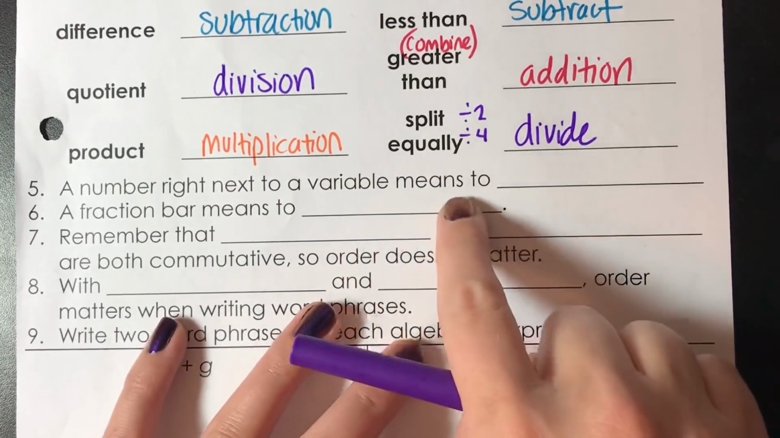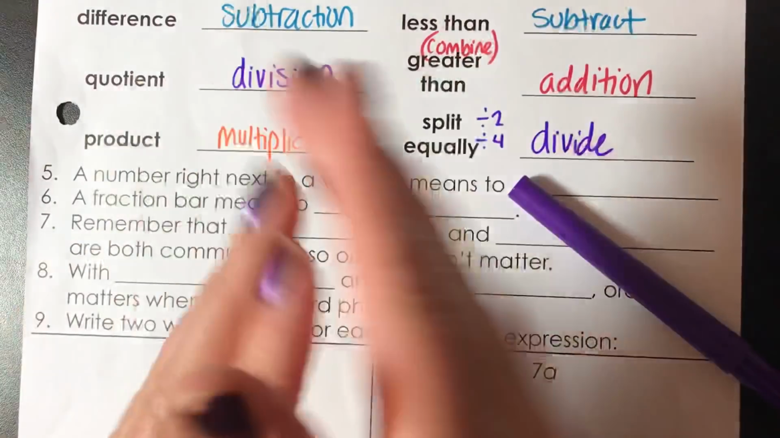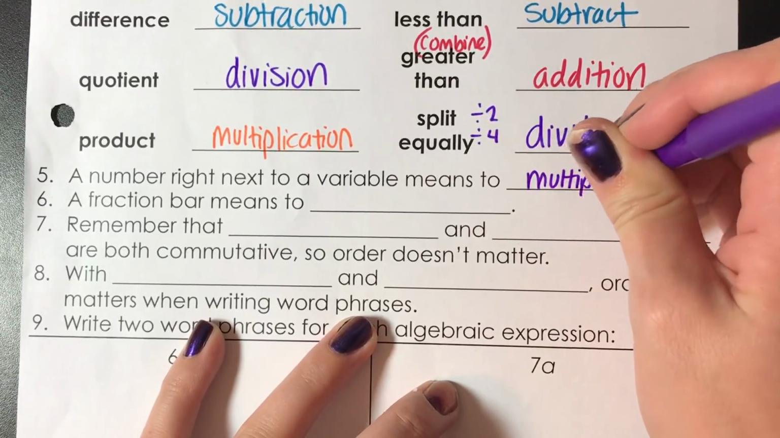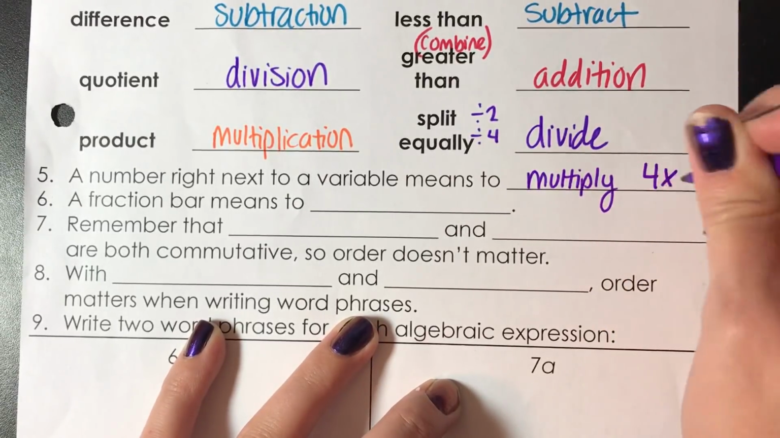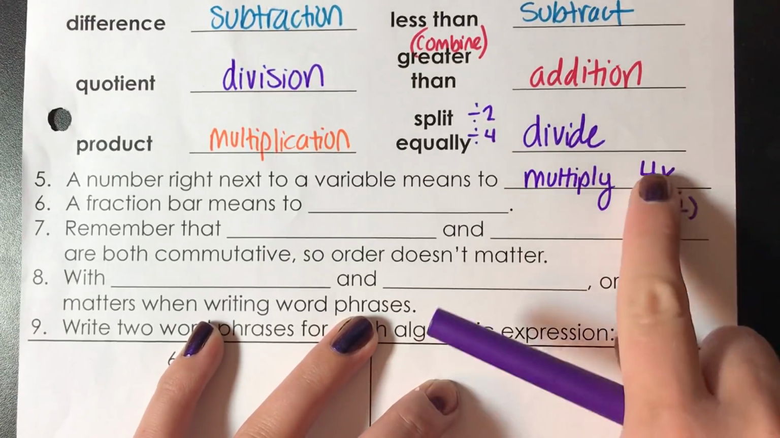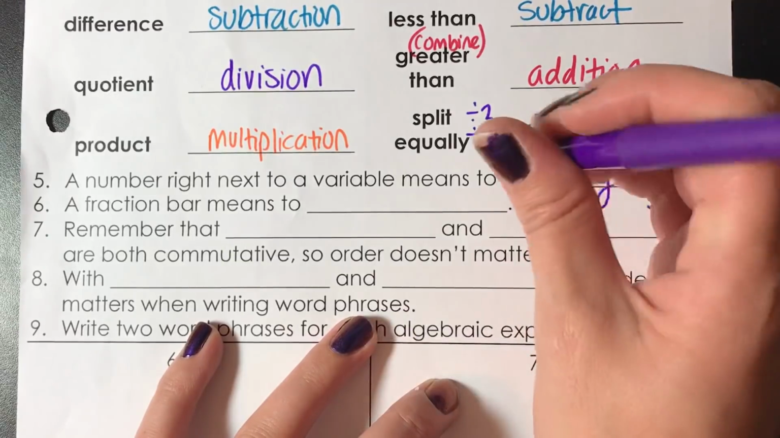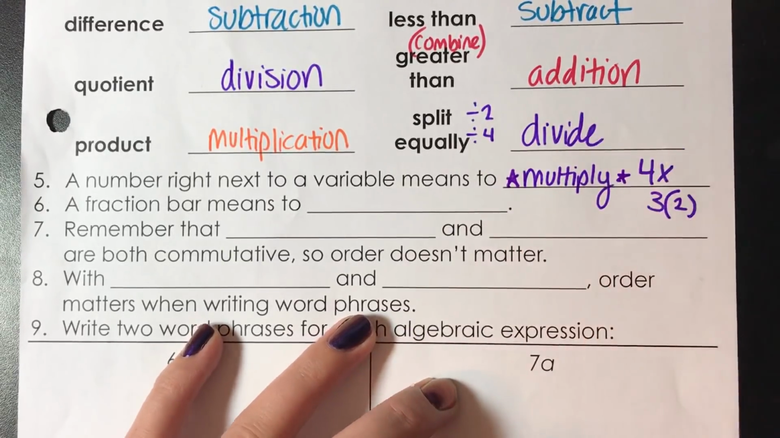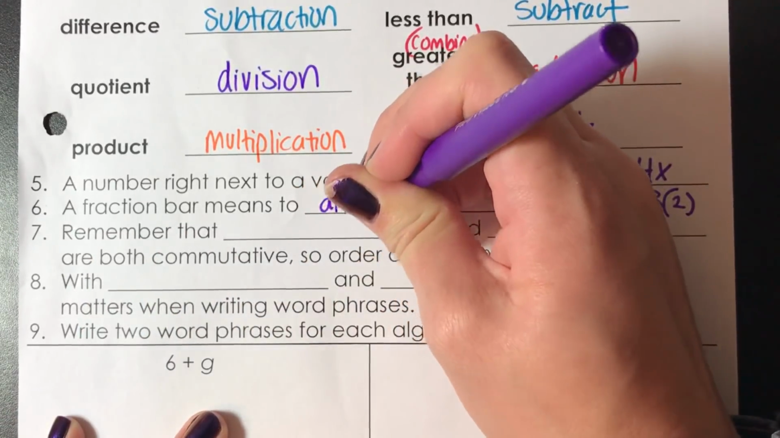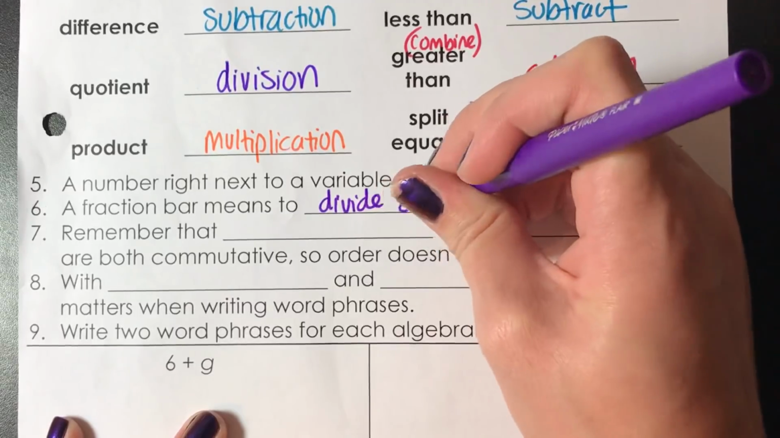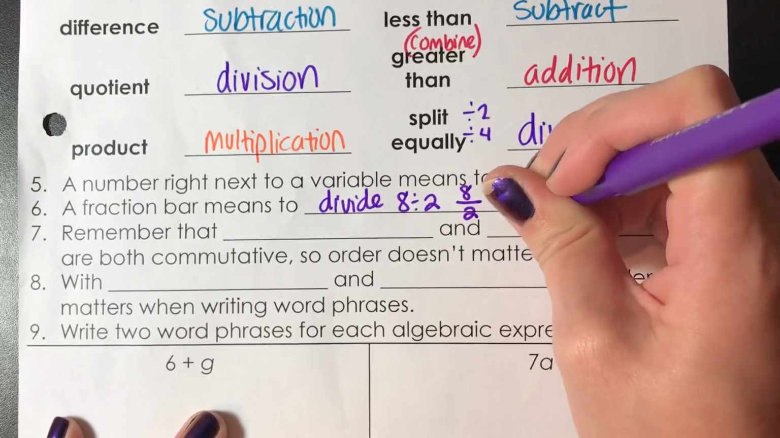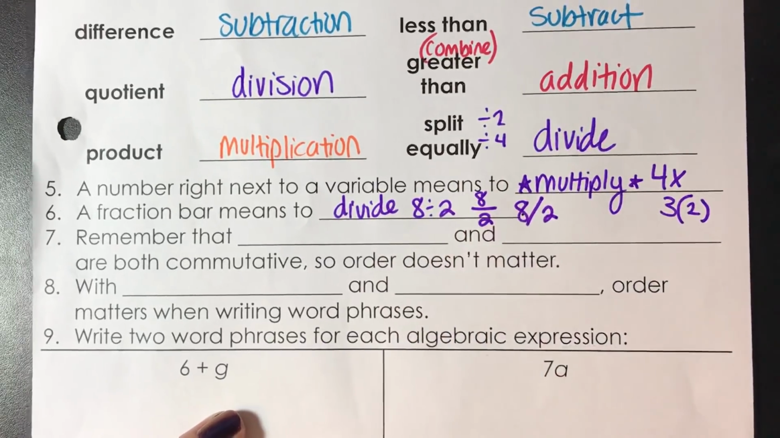Remember, a number right next to the variable, that coefficient, smack next to it, means to multiply. For example, 4x, or 3 parentheses, 2 in parentheses. When it's smack next to each other, it needs us to multiply them. A fraction bar means to divide. So if you see 8 divided by 2, it's the same as if I did 8 over 2. Or 8/2. Those are all the same.